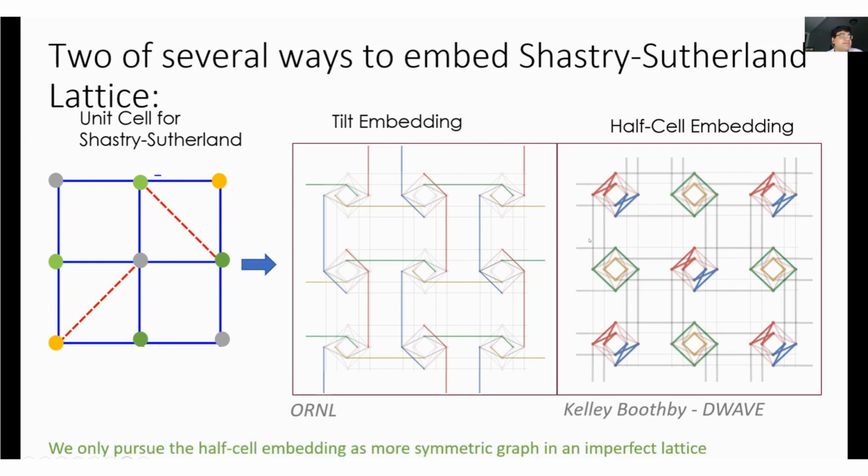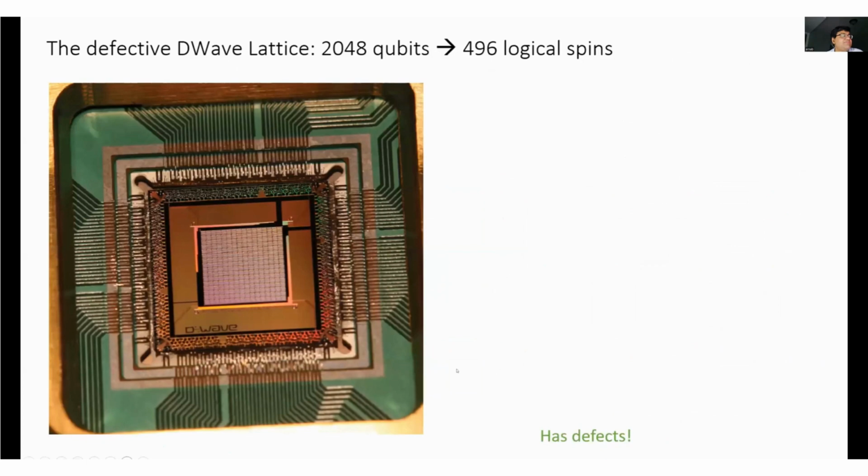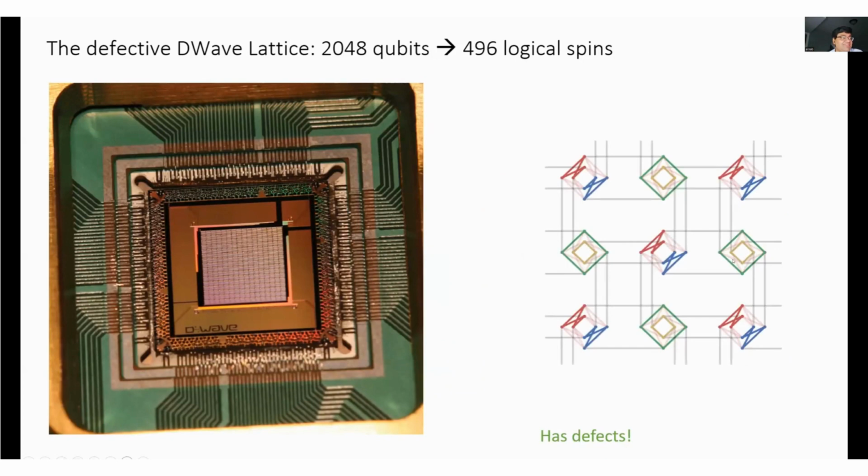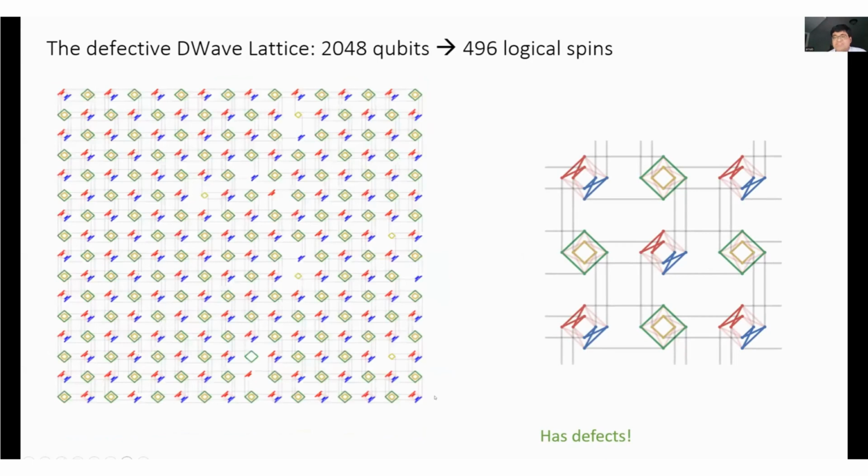And again, it is a graph embedding problem, and we pursue the half cell embedding because it gives you a more symmetric graph. When we do that, we embed these results on the debug chip, a picture of which I have here. This is what we try to embed, this half cell embedding. And when we do that, this is how the final lattice looks. As you can see, we have embedded this half cell embedding on that entire lattice, and you see that you have some defects here and there.